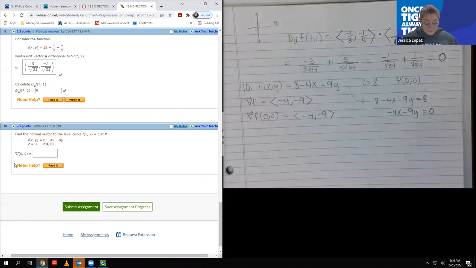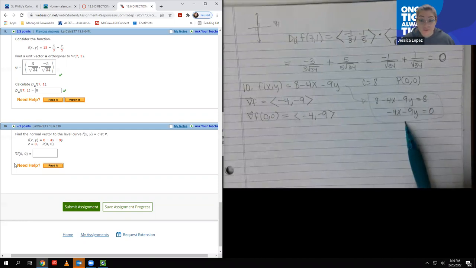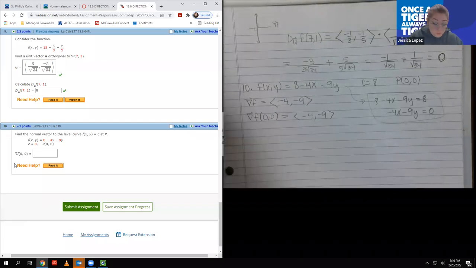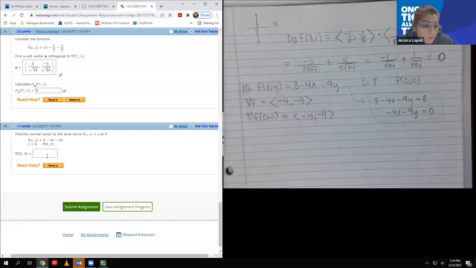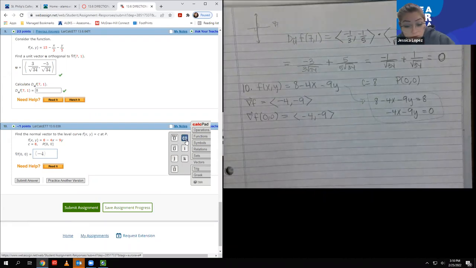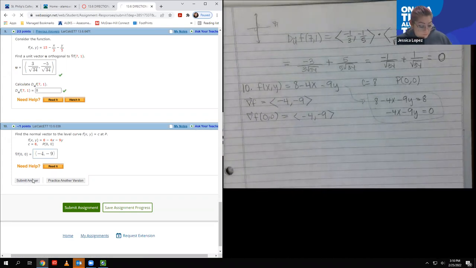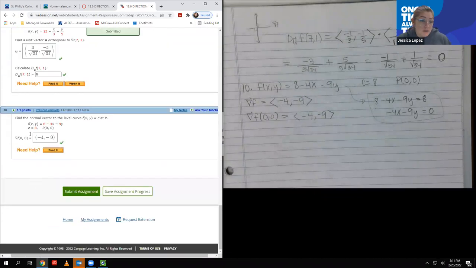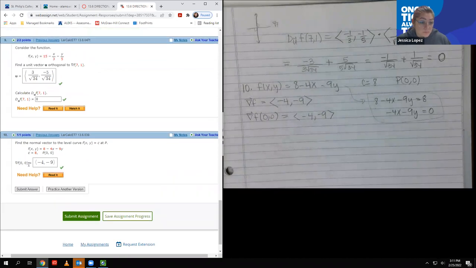So let's see, they didn't even ask me for that. This is just basically going to be a line, right? But let's go ahead and give them this value that they asked us for. It's going to be a vector, and it's going to be negative 4 comma negative 9. Okay, so now we learned something: we've always been taking the gradient and evaluating at a point, but believe it or not, that's the normal vector to that level curve.